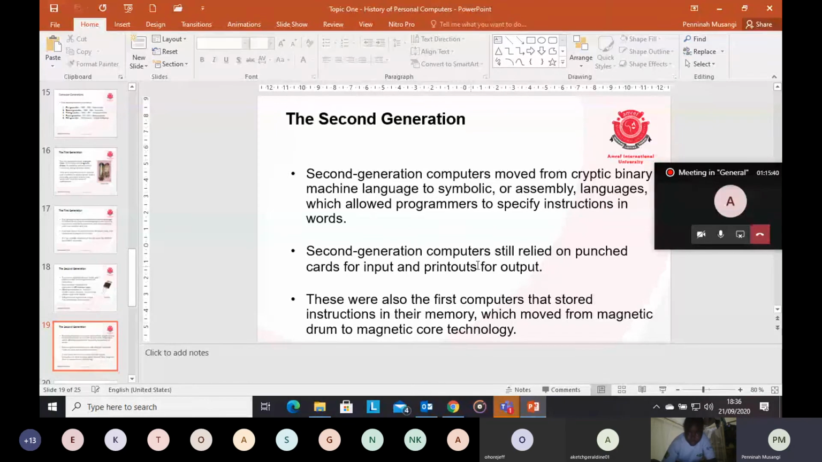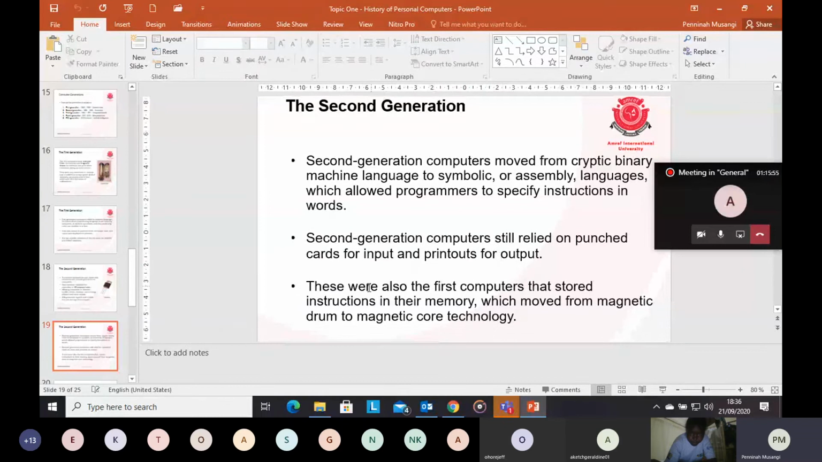Still, the second generation computers relied on punched cards for input, and printouts were also the output. So these are common characteristics or features of both first and second generation.